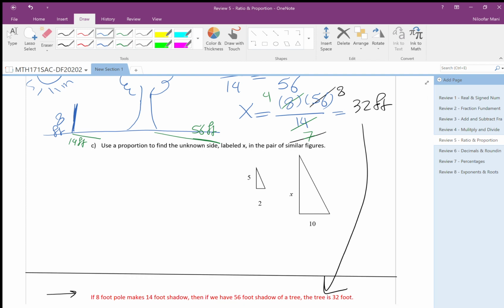Use proportion to find the unknown side. Here we need information that these two triangles are in relationship, so the ratio of the sides are the same. It says in the pair of similar figures. So maybe you have to know what similar means in geometry. It means there's a relationship between each side.